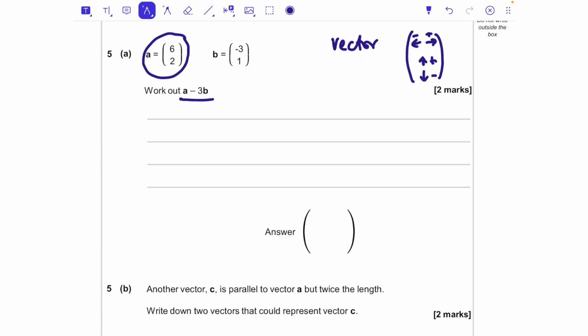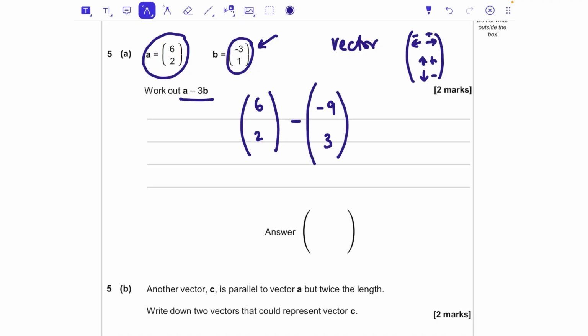We've got to work out A take away 3B. Now the easiest way to do that is just to write A, which is (6, 2), take away 3 lots of B. Now if I'm doing this vector 3 times, instead of going 3 left and 1 up, which is what this currently says to do, I'm going to do (-9, 3), because I'm timesing it by 3. I'm making it 3 times bigger. So that means I'd then go 9 left and 3 up. However, we are taking it away, which means we're actually doing the opposite of that vector.